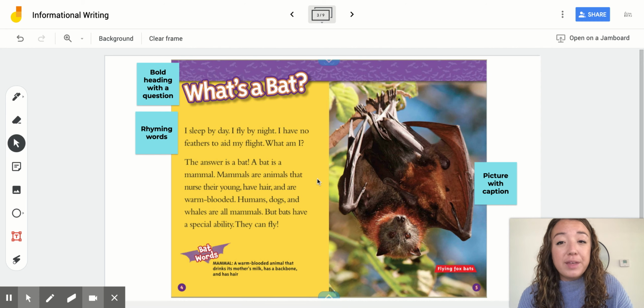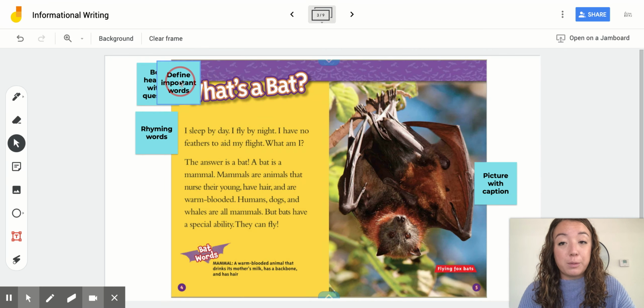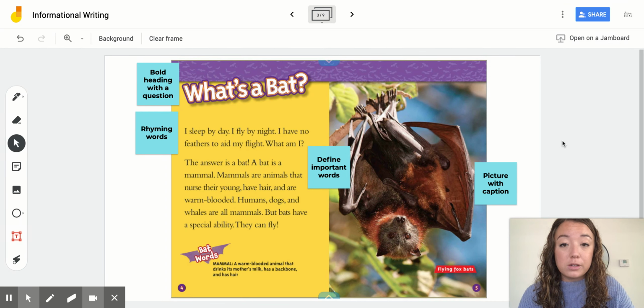And there's a couple things in this paragraph I noticed that I really liked. One thing I noticed is the author defined this word mammal for me. I didn't know what a mammal was, but the author says mammals are animals that nurse their young, have hair, and are warm blooded. So I'm going to write that they define important words for me, because if you're writing about something you're an expert on, you might have to define important words for your readers.